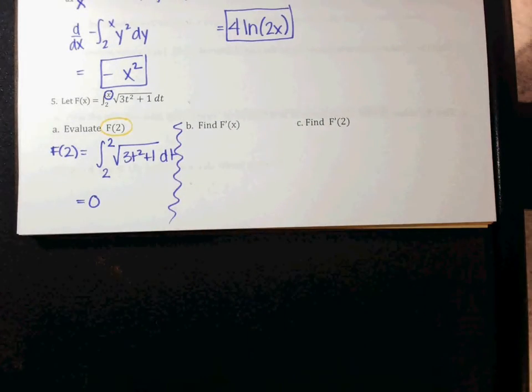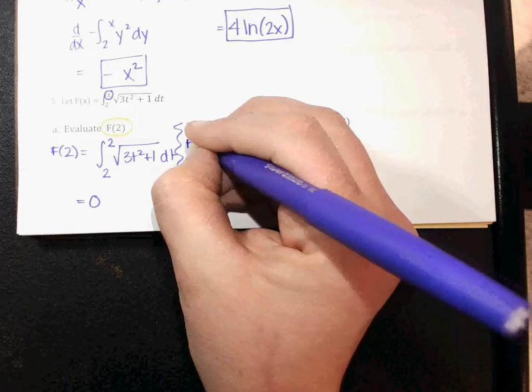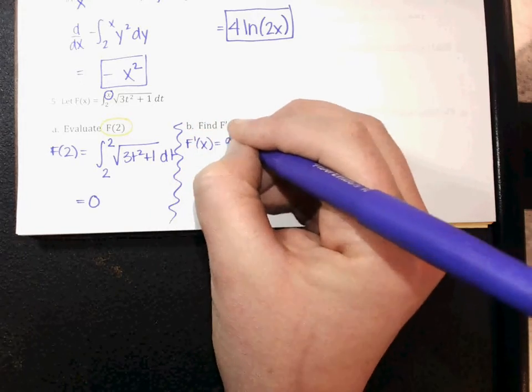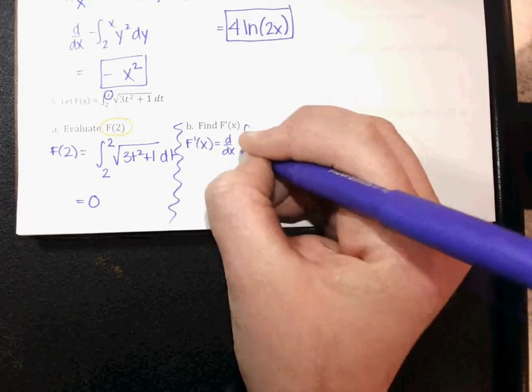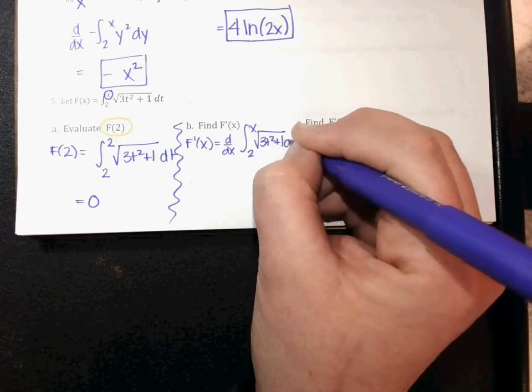Okay, now we want capital F prime. This is where your rule's going to come in. If I want f prime of x, that's going to be the derivative of the integral from 2 to x of 3t squared plus 1 dt.